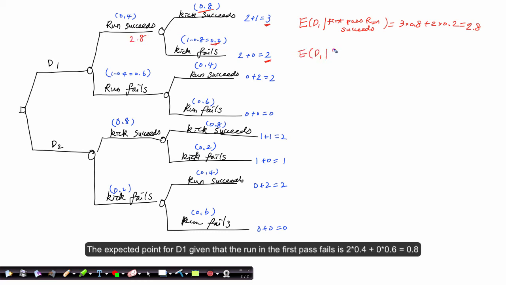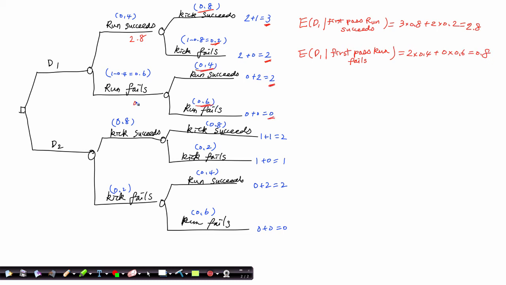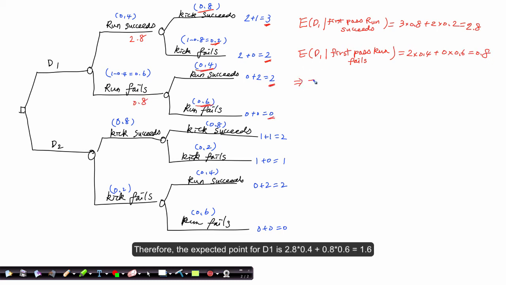The expected point for D1 given that the run in the first pass fails is 2 times 0.4 plus 0 times 0.6, which is equal to 0.8. Therefore, the expected point for D1 is 2.8 times 0.4 plus 0.8 times 0.6, which is equal to 1.6.